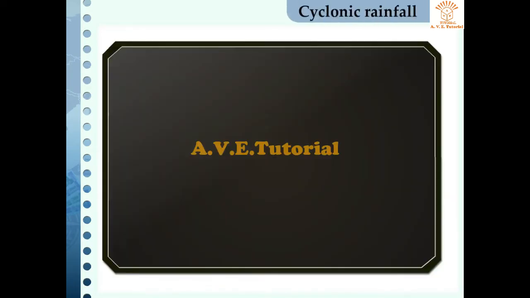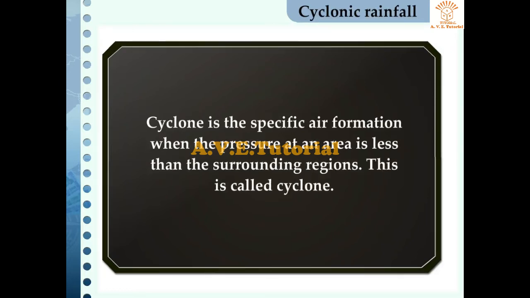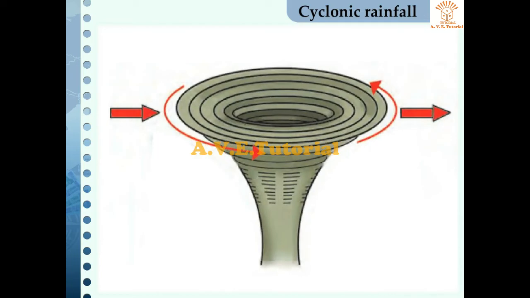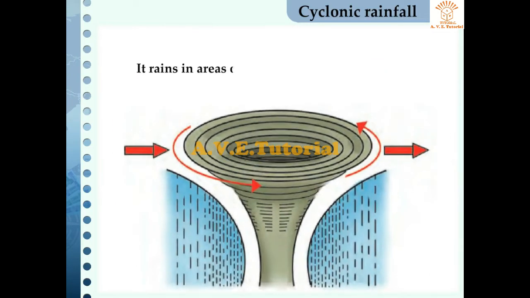Discuss. Cyclonic rainfall. Cyclone is the specific air formation when the pressure at an area is less than the surrounding regions. This is called a cyclone. Air from the surrounding region comes towards the center of the cyclone and starts moving upwards. As it rises, the temperature of the air reduces, condensation occurs, and rainfall takes place. It rains in areas over which the cyclone passes.